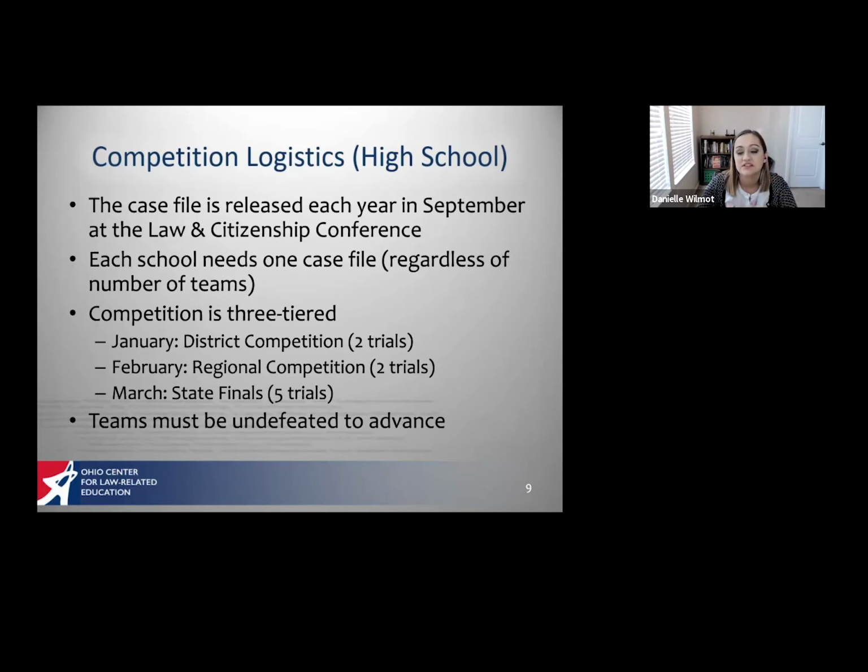So the case file is released each year in September. And this is at the Law and Citizenship Conference, but this year that'll look a little bit different. We have a mock trial specific conference, but September is the guideline. So end of September is when the case comes out.